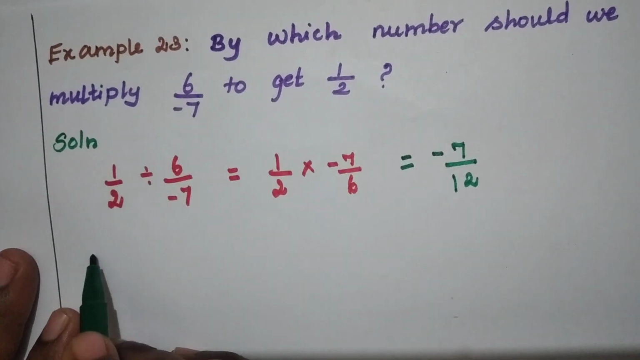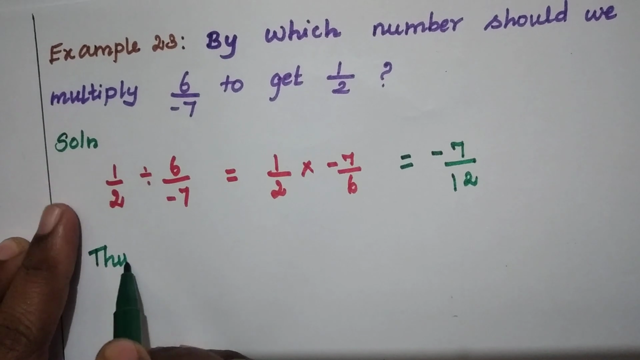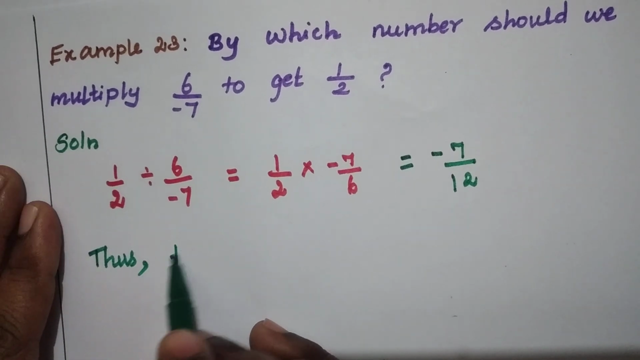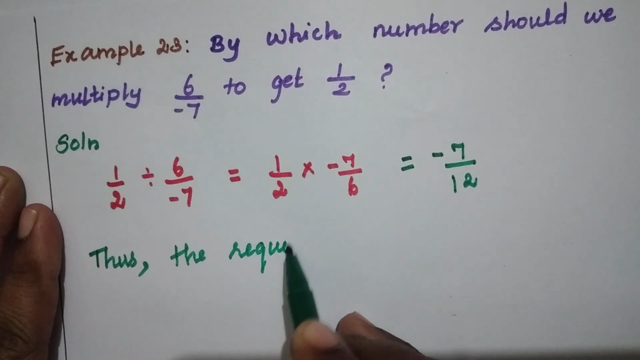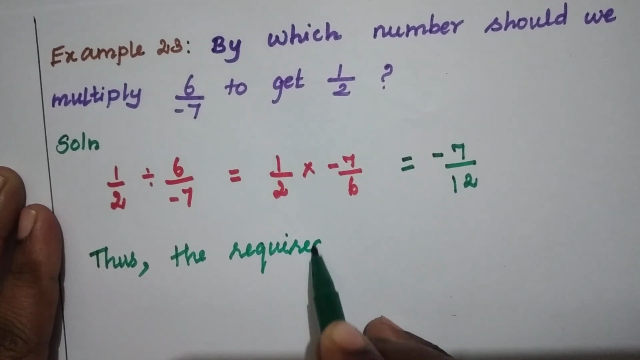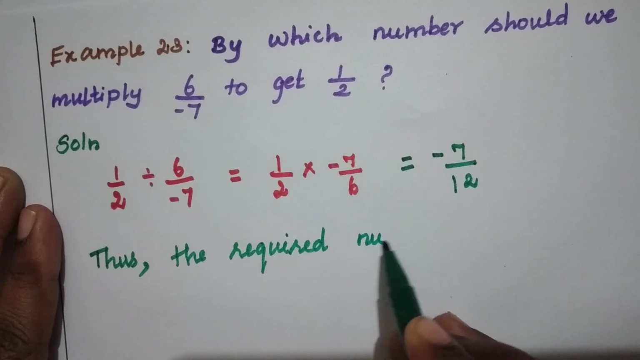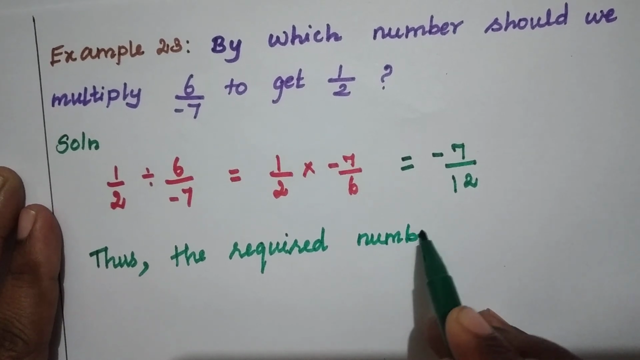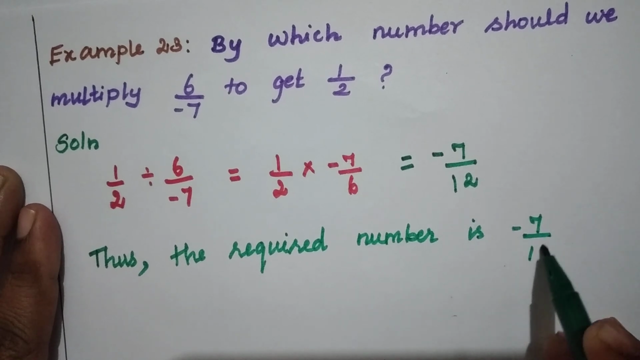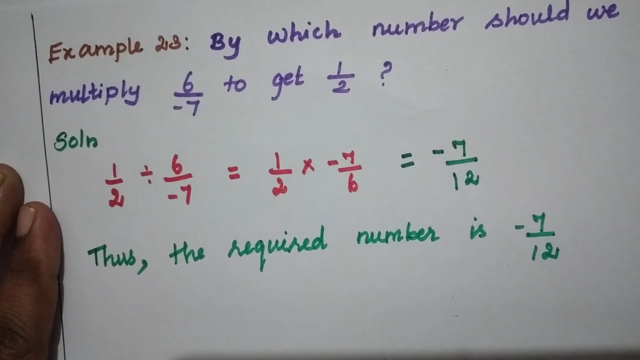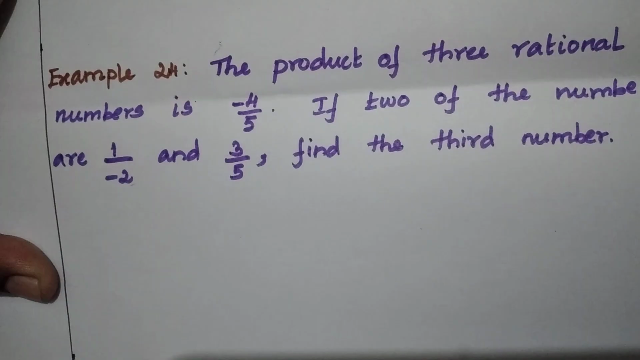Here we have to write it as thus. The required number is minus 7 by 12. Is it clear, children? Yes.